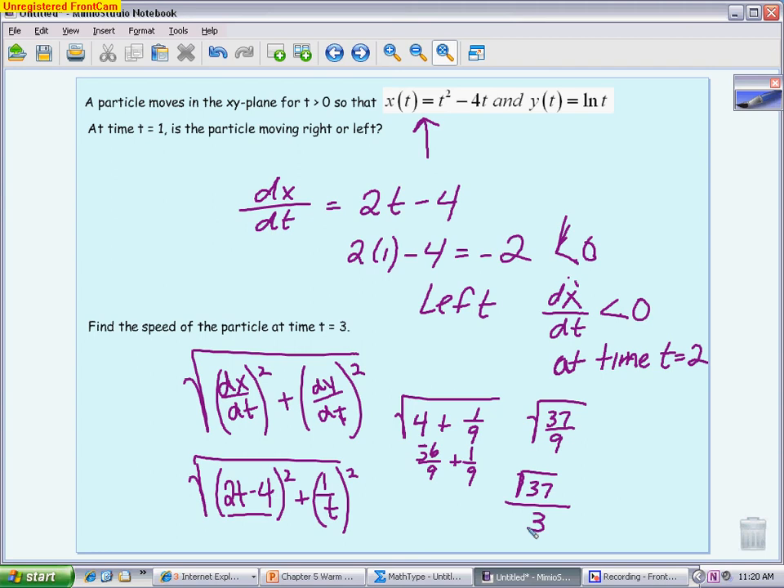Keep in mind, for speed, you have to always end up with a positive result. Speed doesn't have a direction. There is no negative. And when you're taking things and squaring them, you'll never get a negative, no matter what you're plugging in for t, for time.